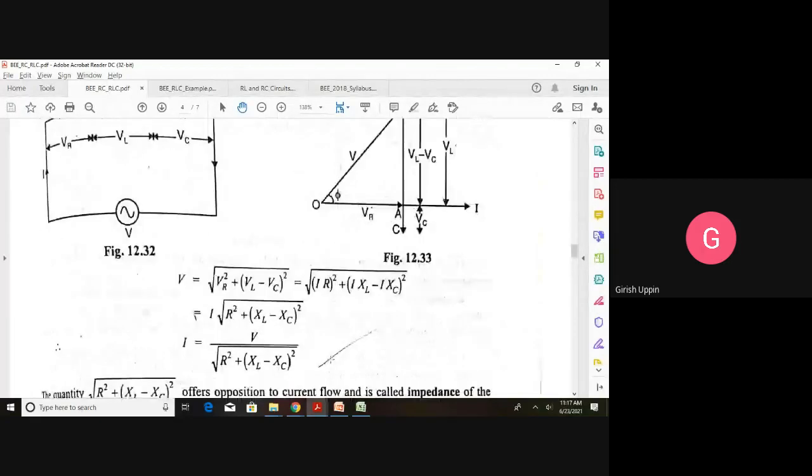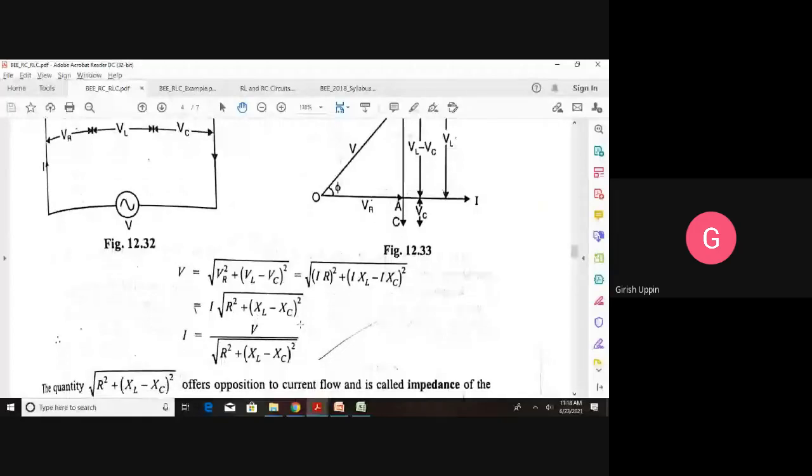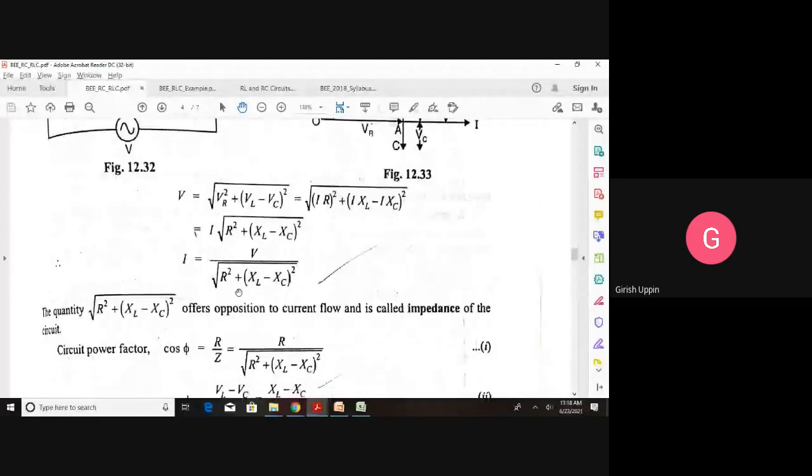So square root of I square is I, it will come out of the square root. So V is equal to I into square root of R square plus XL minus XC square. Therefore, I get V by I. Suppose if you take V divided by I, V by I is equal to what? Square root of R square plus XL minus XC square, which is nothing but the opposition offered by the circuit to the flow of the current, which is nothing but the impedance.